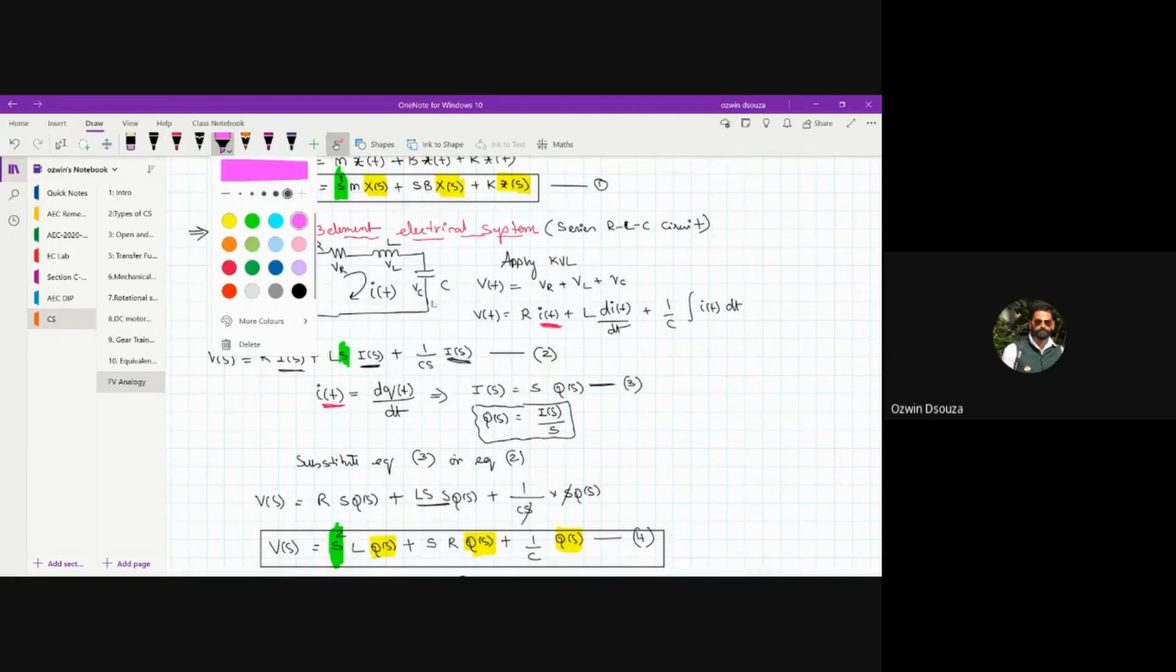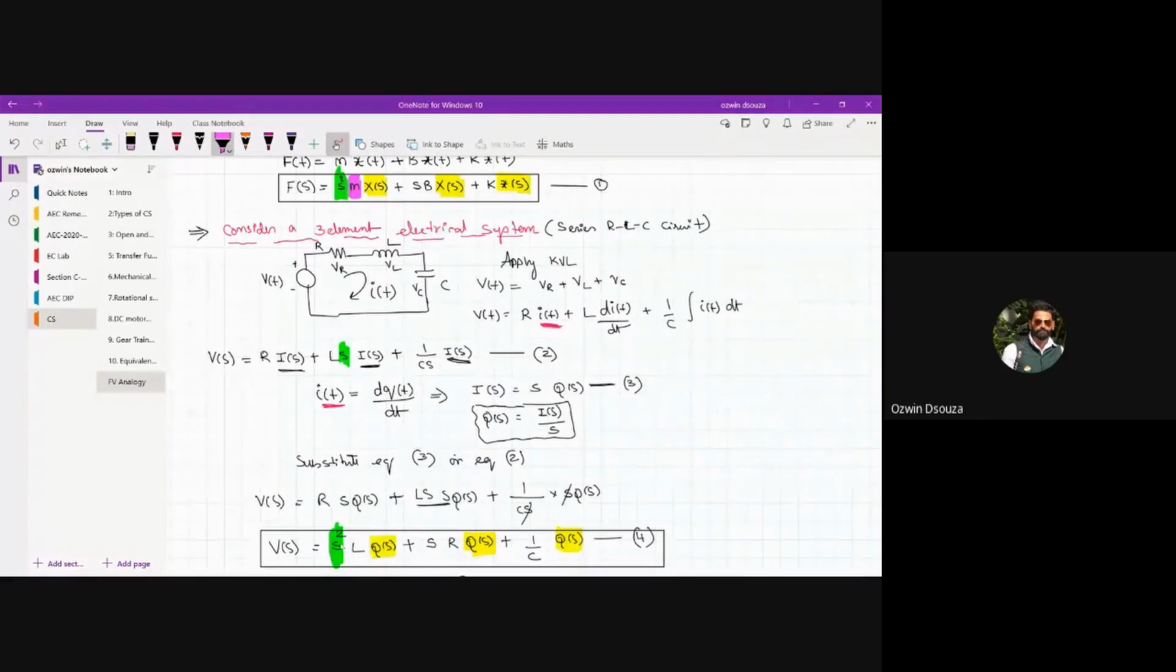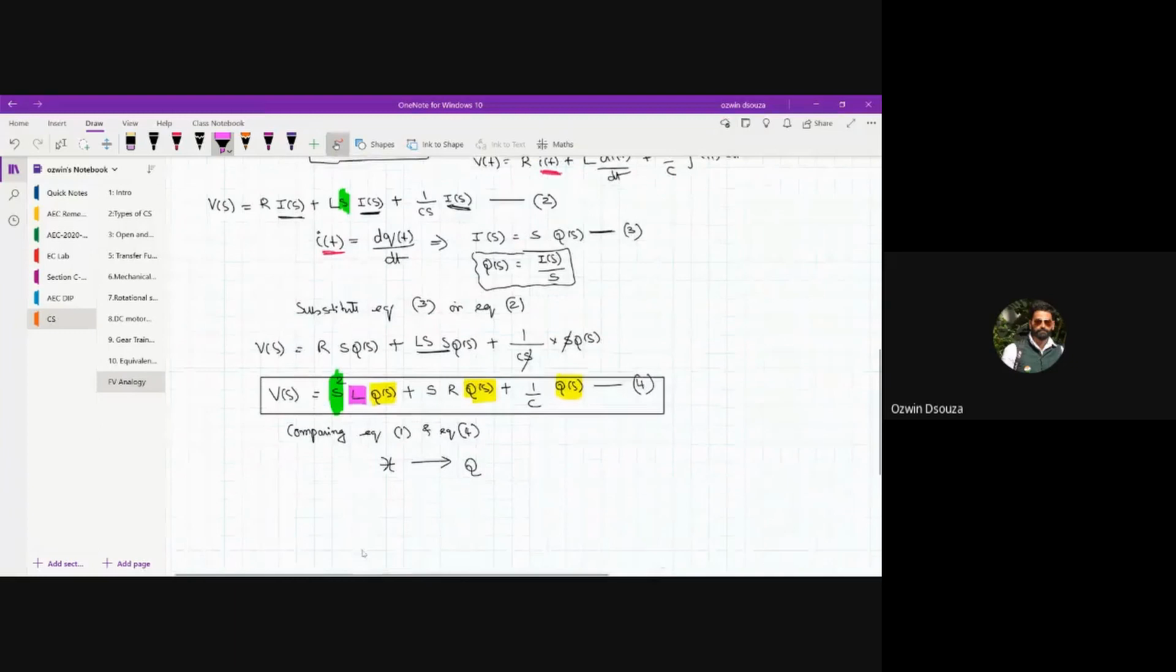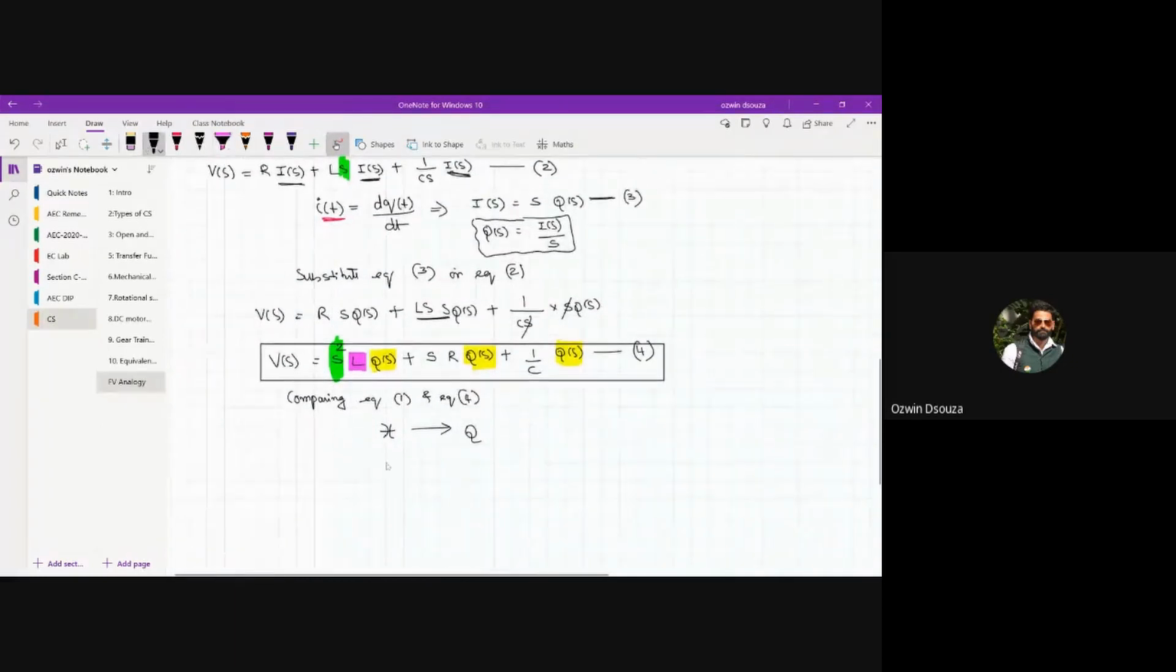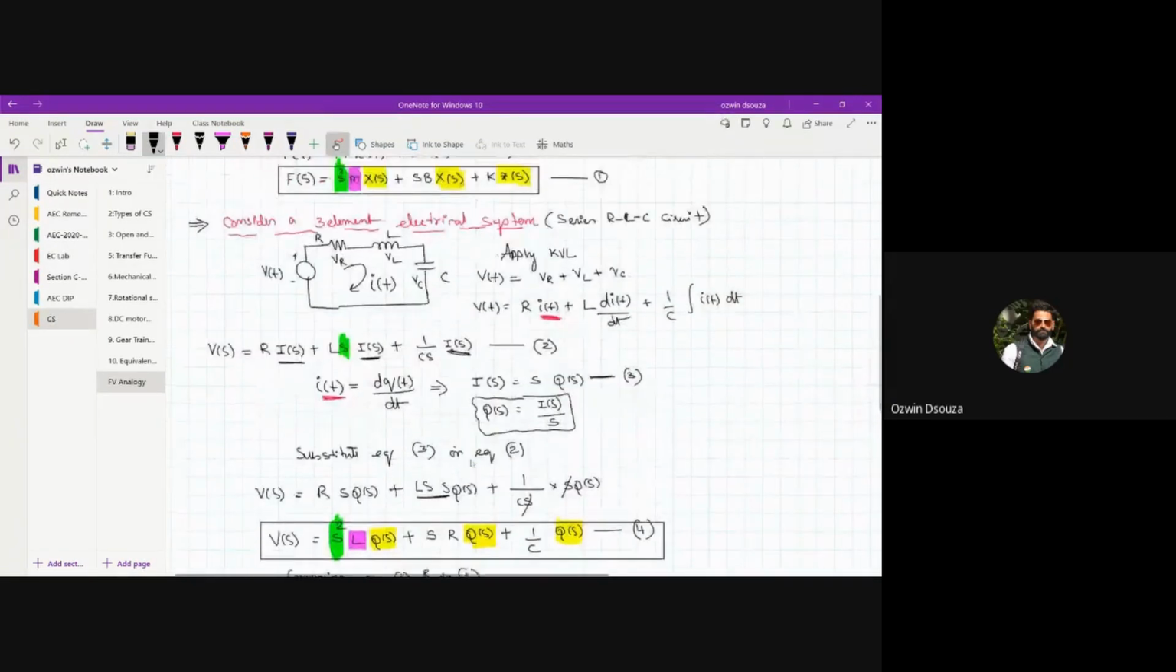Okay. Now, what is the coefficient of S square? In equation 1, the coefficient of S square is the mass term, right? Similarly, the coefficient of S square in equation 4 is the inductance. So the counterpart of mass in electrical system is the inductance. So I can write M's counterpart is L. Okay, so on and so forth.